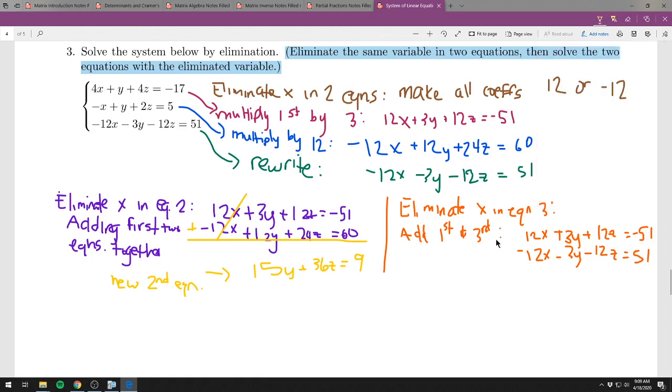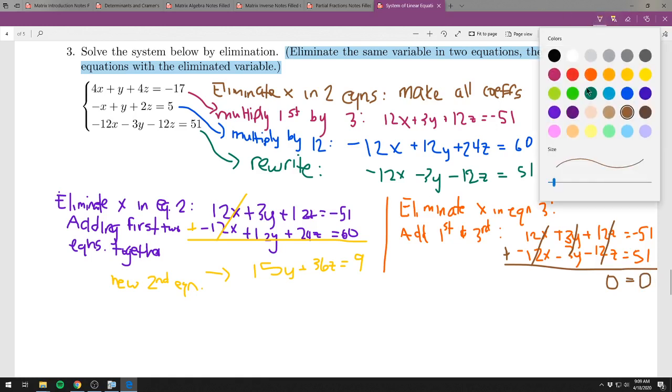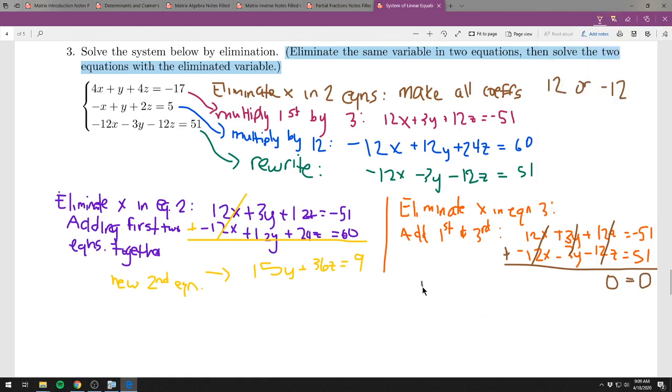And we add these together. Right, but what you see if we add these together is everything goes away. 12x and negative 12x cancel out, 3y and negative 3y cancel out, 12z and negative 12z cancel out, so we get 0 equals negative 51 plus 51, which is also 0. This is our new third equation.